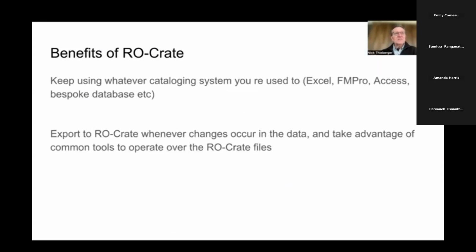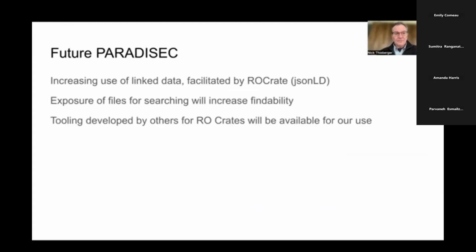The benefits of using RO-Crate, one of the major ones, is that you can keep using whatever cataloging system you're used to. So Excel or FileMaker Pro or Access or a database of some kind, as long as it can export to RO-Crate. You have to write a routine that takes that material and exports to RO-Crate whenever changes occur in the data. But this then allows you to take advantage of common tools that are being written all over the world to operate over the RO-Crate files.